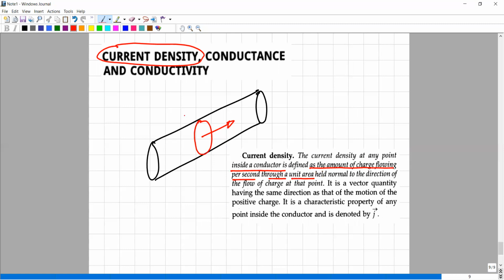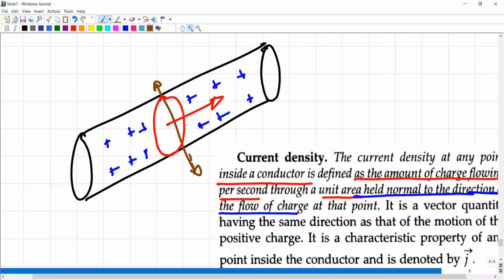Again, the amount of charge flowing is the positive charge. Let's say this positive charge is flowing. So how much charge is flowing through a unit area held normal to the direction of the flow of charge? You see this area is held normal. Now don't confuse this: this red line here is the area vector, and this is the area itself.